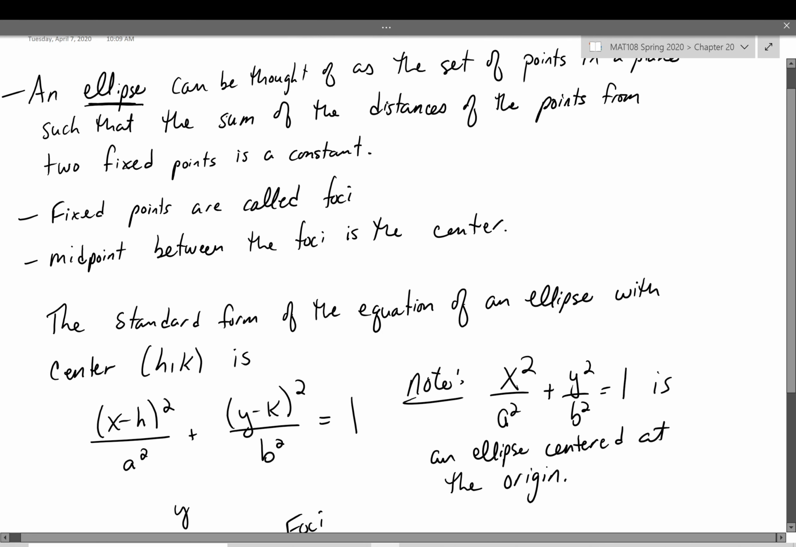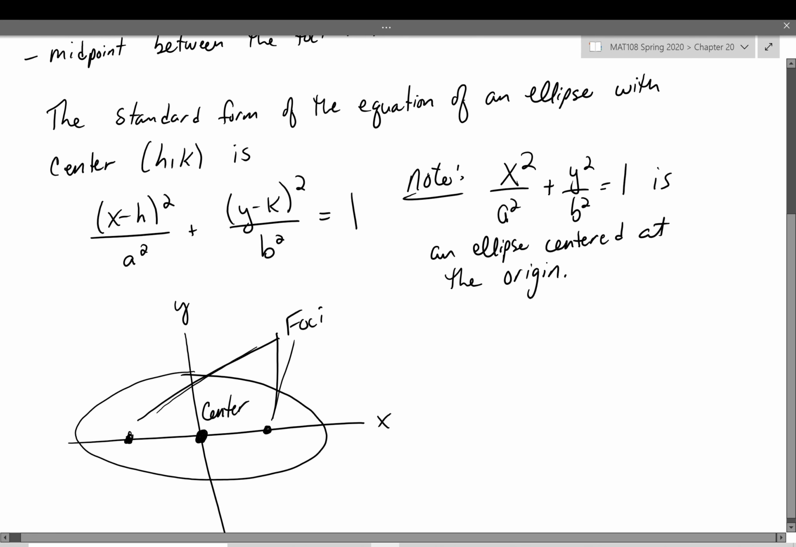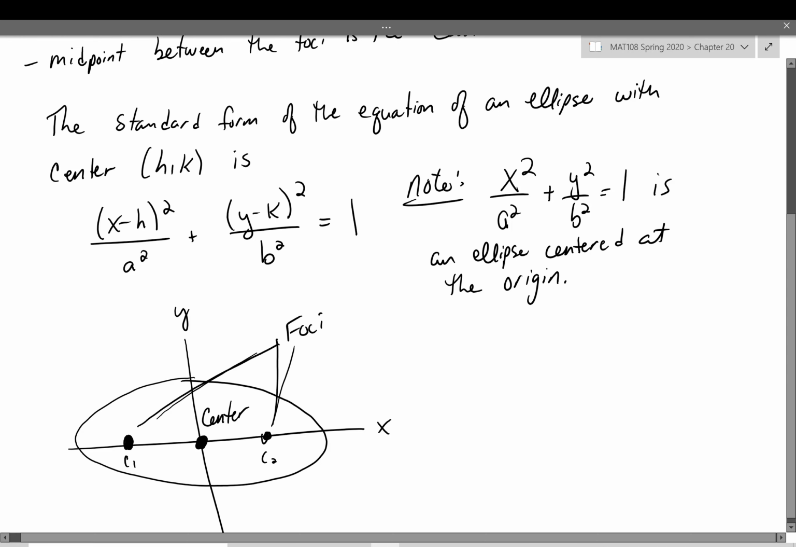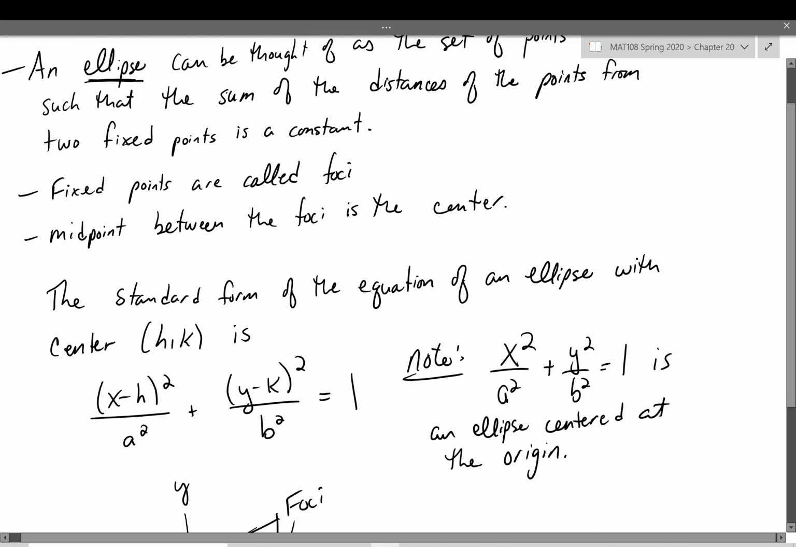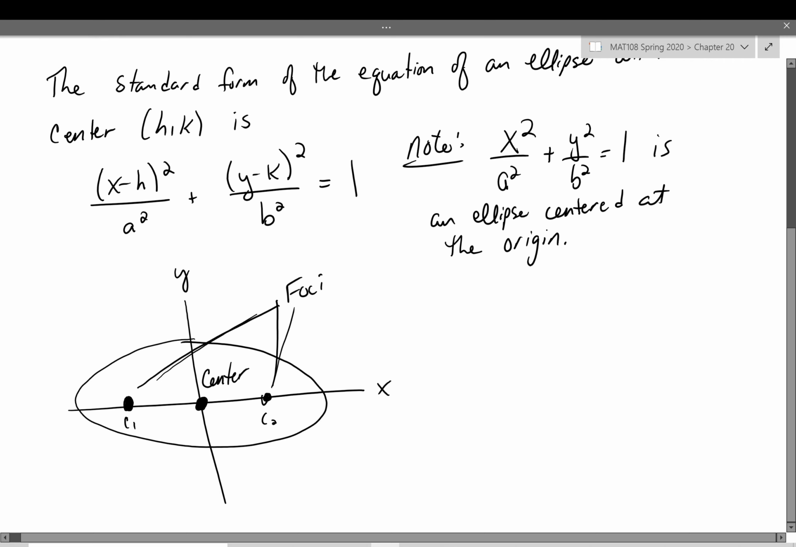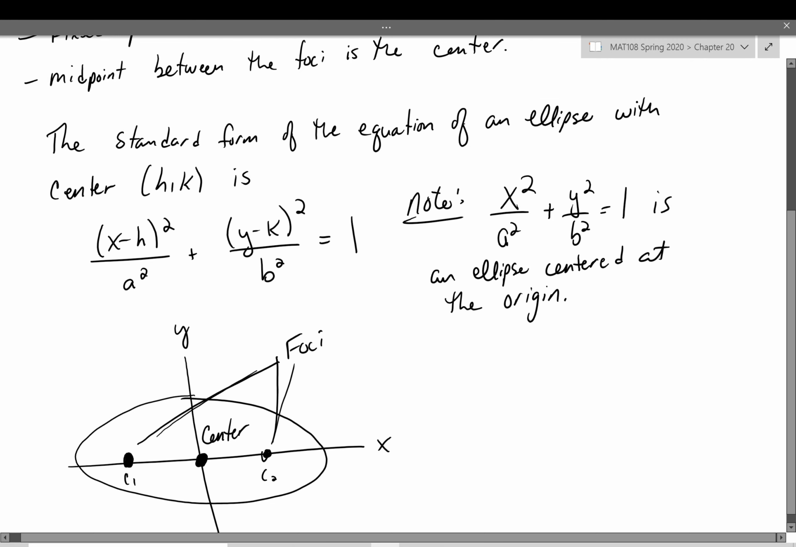Now, the fixed points are called the foci. So that's going to be here. I can call those C1 and C2. Those are the foci. And the midpoint between the foci is going to be the center. So you can see the center right here at the origin.